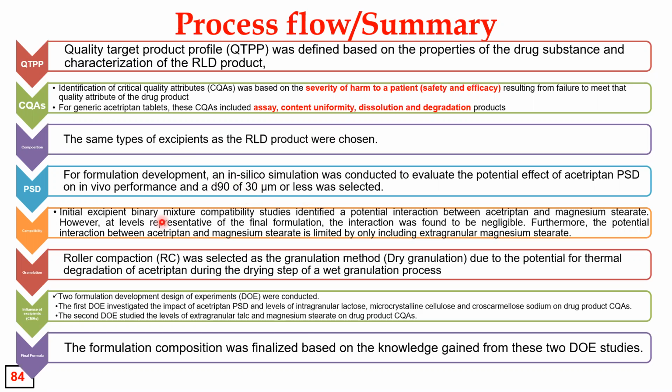So initial excipient binary mixture compatibility studies we did in 1:1 ratio, if you could remember back, and identified the potential interaction between acetyltryptan and magnesium stearate. However, at low levels, at the levels represented in the final formula, the interaction was found to be negligible. Further, the potential interaction between acetyltryptan and magnesium stearate is limited by using an extragranular matrix where magnesium stearate has been located. Then roller compaction has been employed, which is nothing but dry granulation.